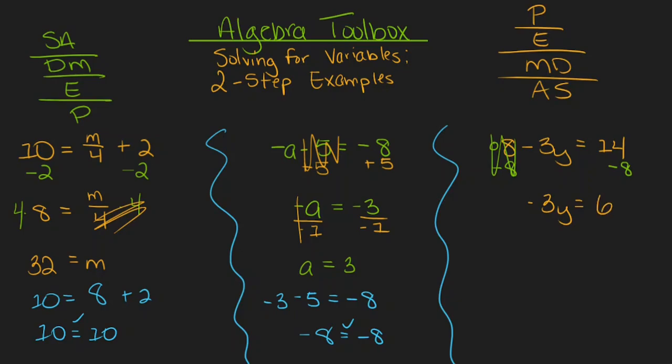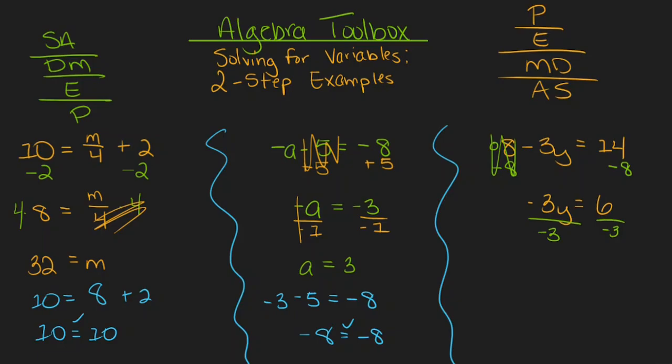Now I can break the multiplication relationship between negative 3 and y. I break that relationship with division. And I divide by what I want to get rid of. I don't want to just get rid of the 3. I also want to get rid of the negative sign. So that means I have to divide not by positive 3, but negative 3. And again, I do this on both sides of the equal sign to make sure I keep balance.